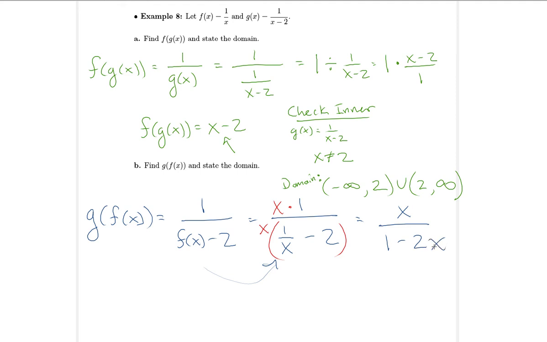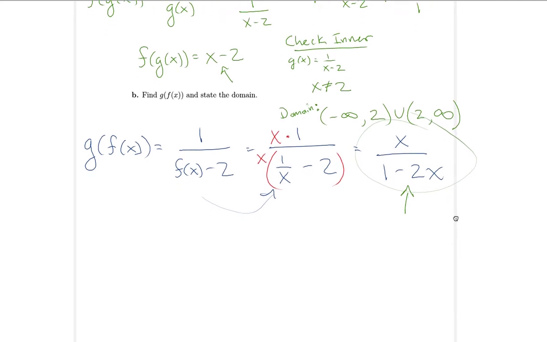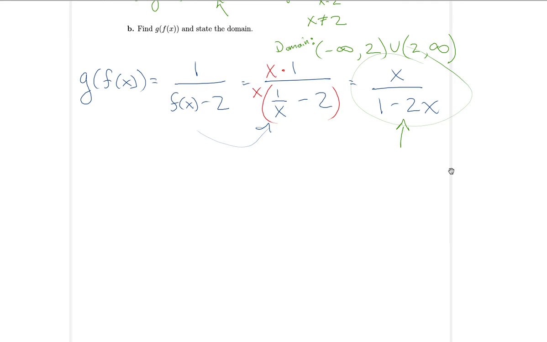Okay, so let's remember our rule. Let's start by looking at this. Okay, just looking at the simplified version. In the simplified version here, I don't want that bottom to equal 0, right? So what I want to make sure is that 1 minus 2x is not 0. Okay, which means 1 is not equal to 2x, which means 1/2 is not equal to x. Okay, so from the simplified version of our composition, I can see that 1/2 is bad, right? So I kick it out.